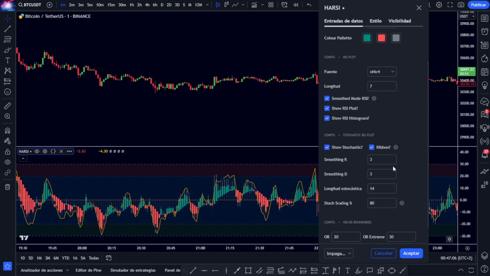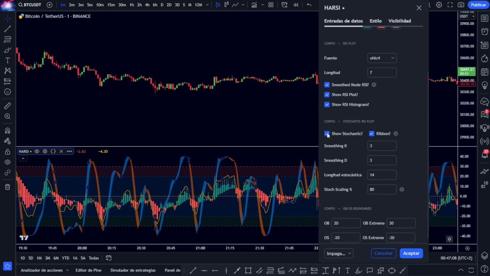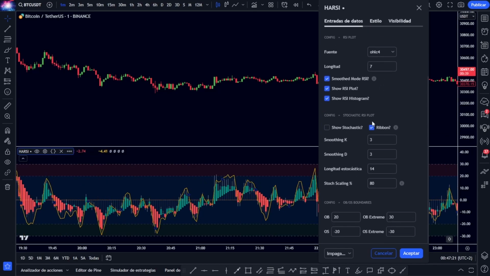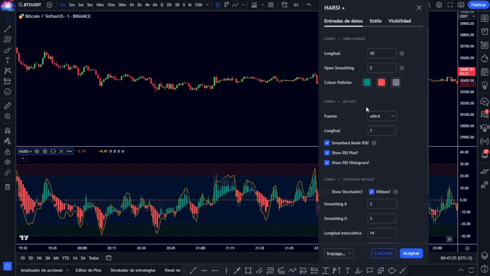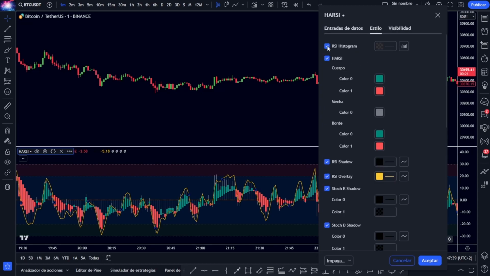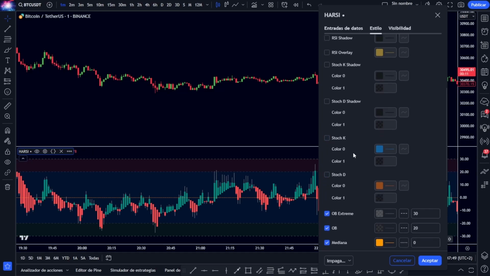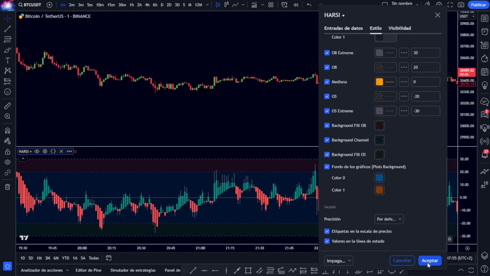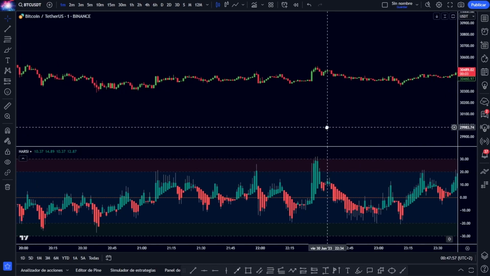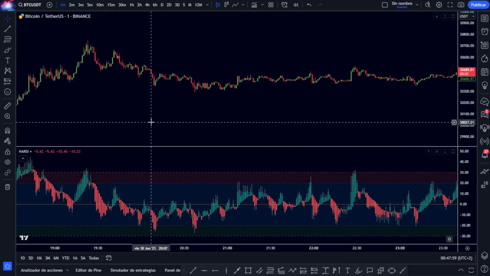Down here we have other options, such as showing the stochastic, which can also use other variables, but in this case we will leave it like this. We would only change the length and the open smoothing. In the style part we are going to remove the RSI histogram and all this part that would correspond to the stochastic. Obviously we will not need it, and we will leave it like this. We will click on accept and we will have everything we need to start interpreting this indicator.